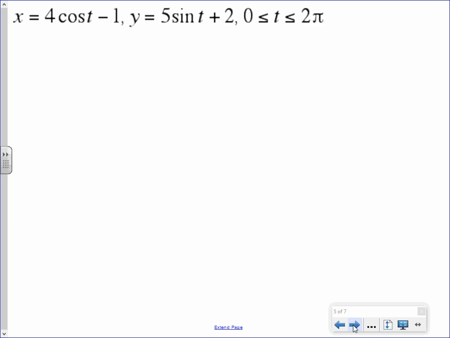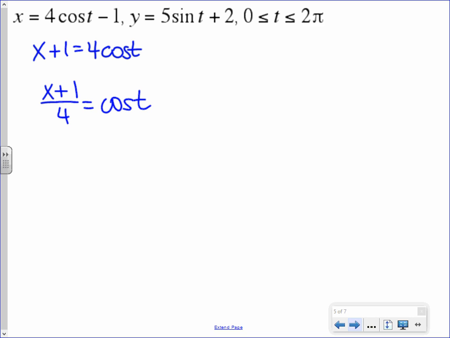So here's the deal. If we try to solve for t in the x equation, we would add 1, divide by 4, and what? You want the inverse cosine of all of that mess equals t? Yes. I don't think so. Okay, let's do the same thing with the other one. We could subtract 2 and divide by 5 for the sine of t.